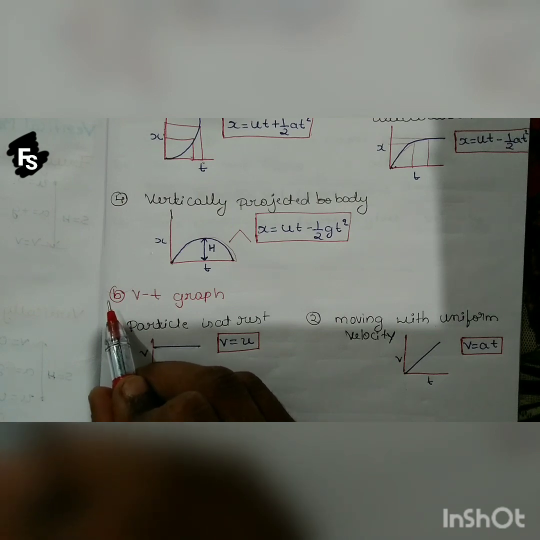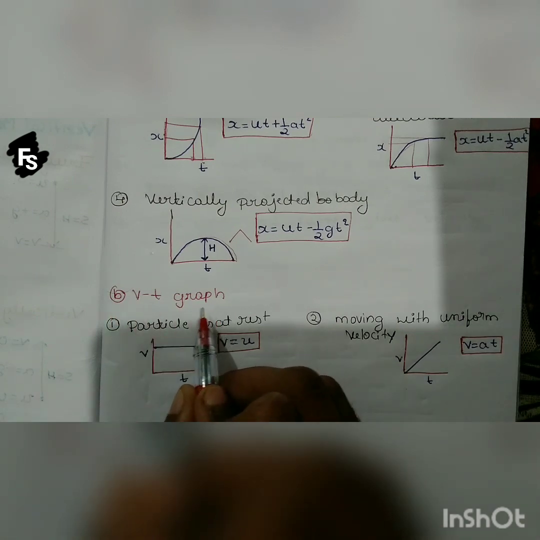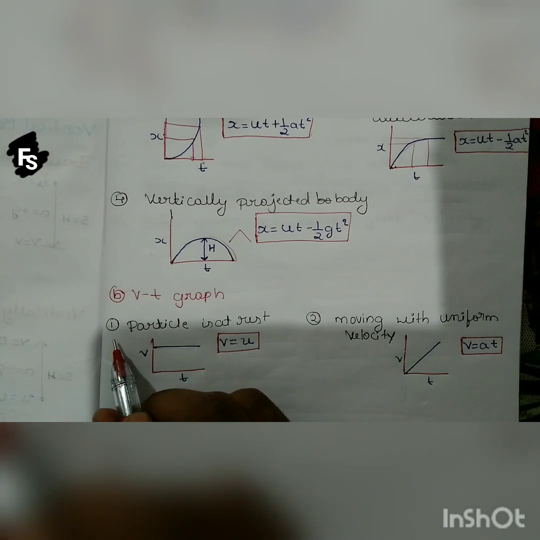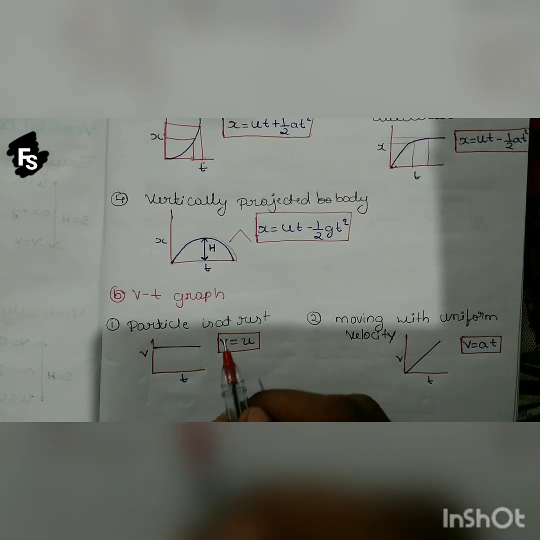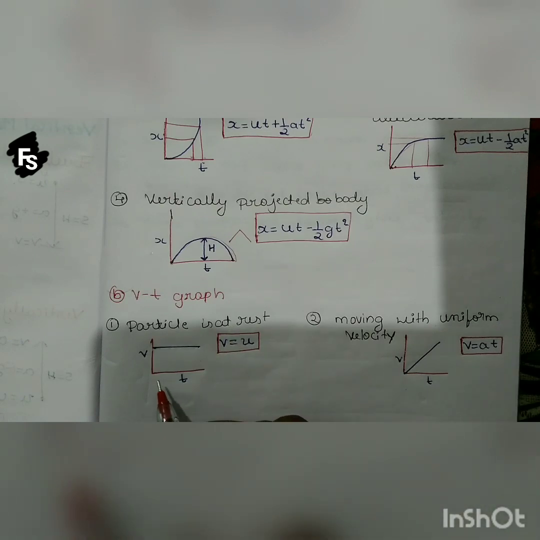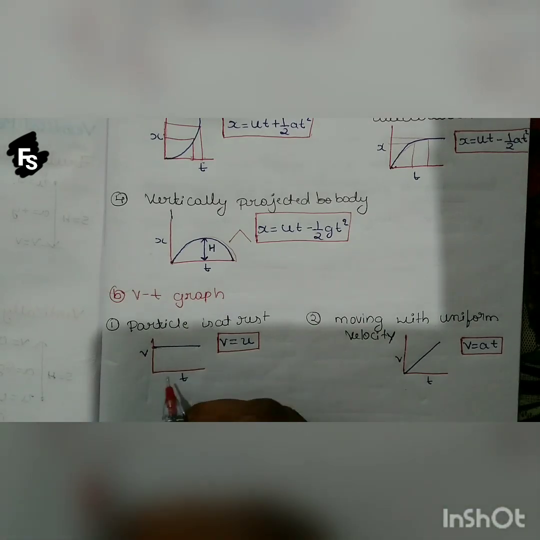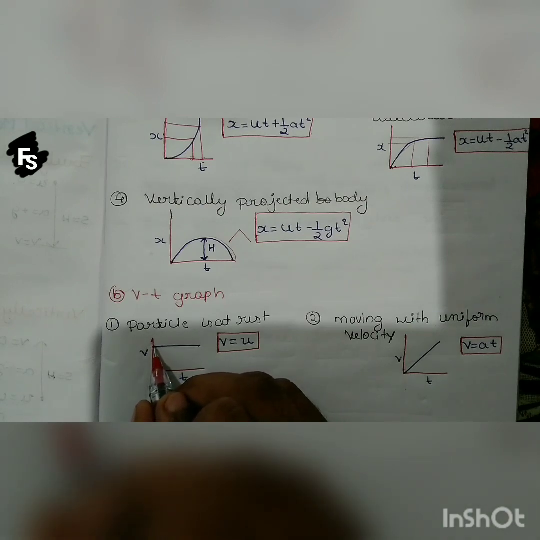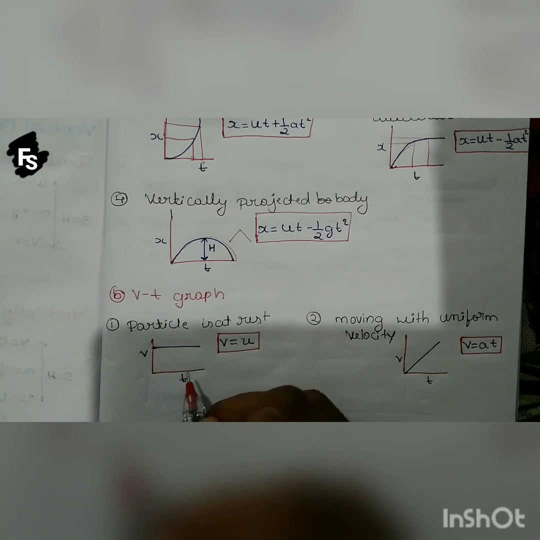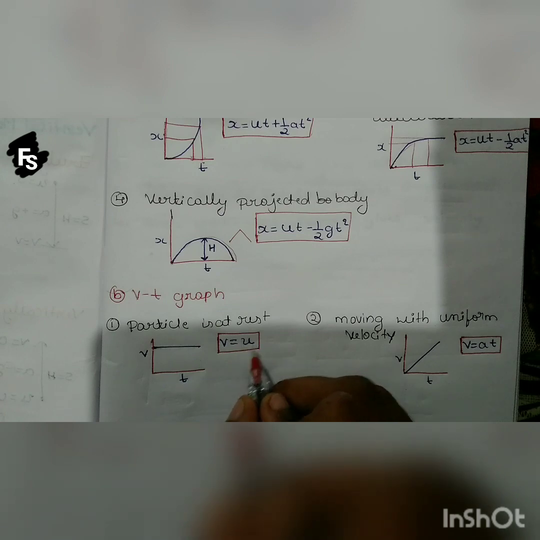Let's move on to vt graph. In vt graph, the first graph is particle at rest. See here, the particle is at rest, which means the time is going on, but there is no velocity. The velocity is 0, but the time is moving on, and the graph will be a straight line parallel to the x-axis. Then the equation will be v equals u.